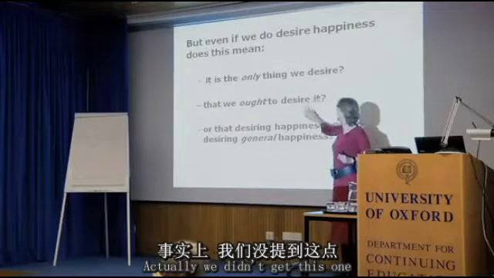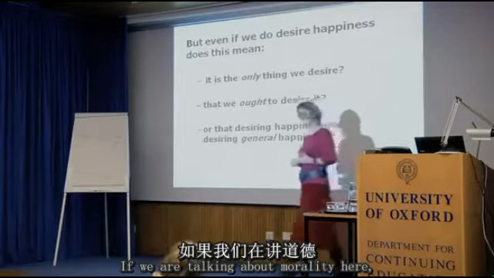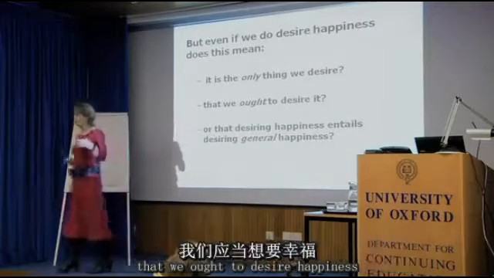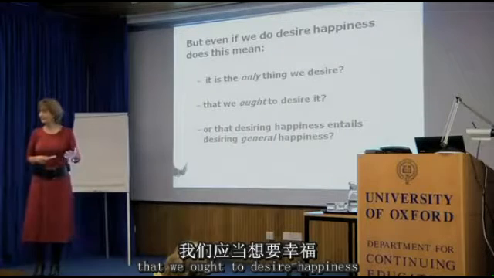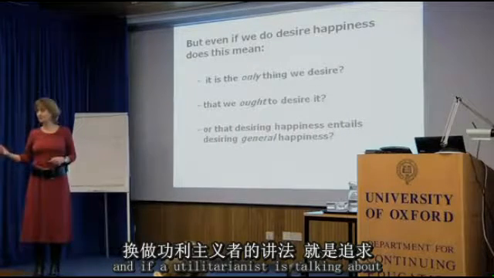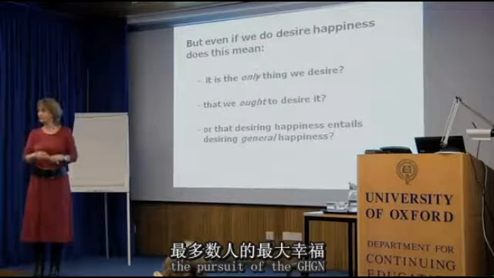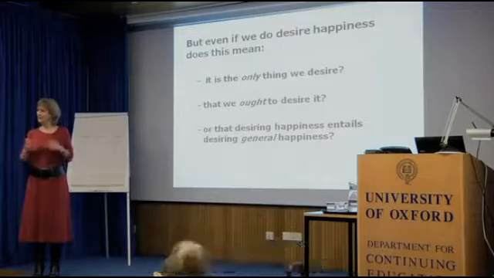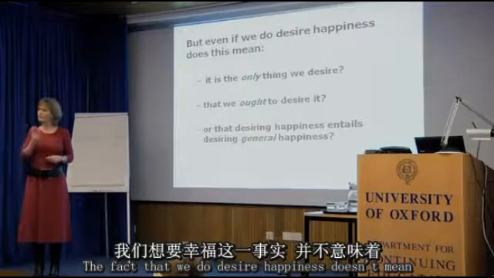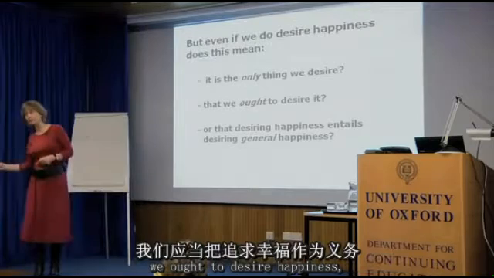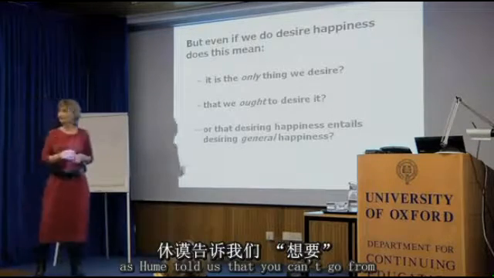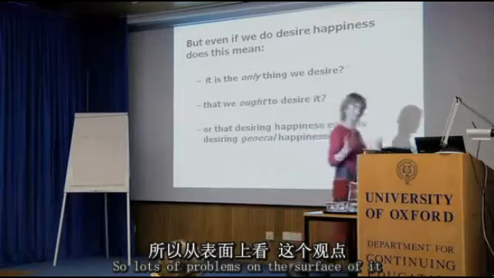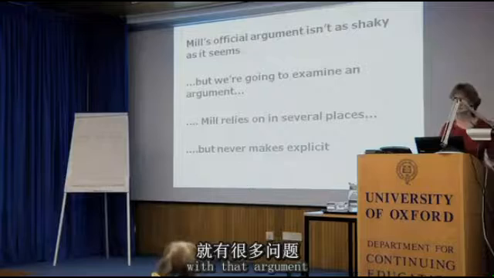And actually, we didn't get this one. If we're talking about morality here, the fact that we do desire happiness doesn't mean that we ought to desire happiness. And if the utilitarian is talking about the pursuit of the greatest happiness of the greatest number as being the measure of morality, where does that come in? The fact that we do desire happiness doesn't mean we ought to desire happiness. As Hume told us, you can't go from an is to an ought. So lots of problems on the surface of it with that argument.